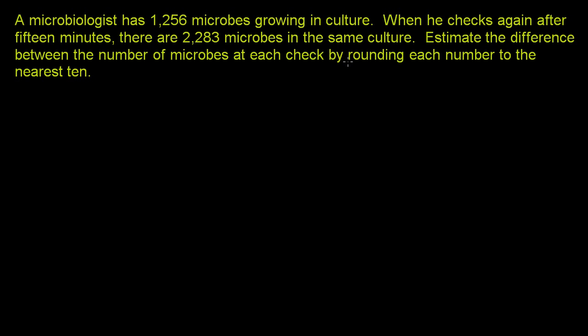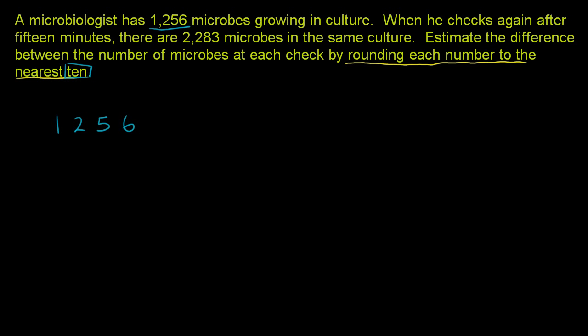So what they want us to do, they want us to round each number to the nearest 10, and then with the rounded numbers, find the difference between the two checks. So let's round each of these numbers. So we started with 1,256 microbes. So how do we round this to the nearest 10? That's what they want us to do.